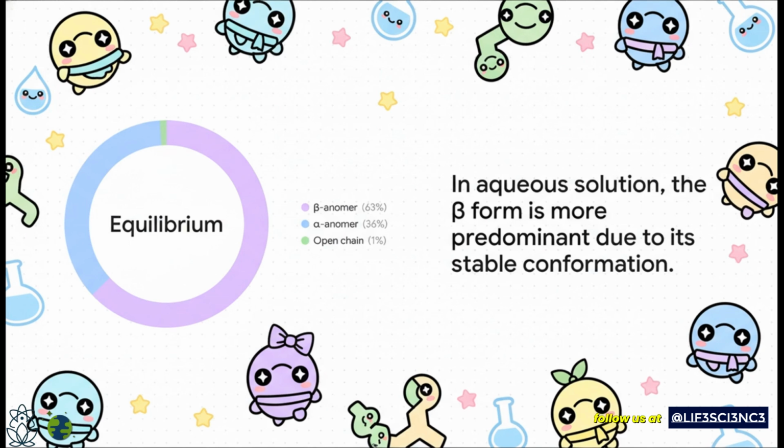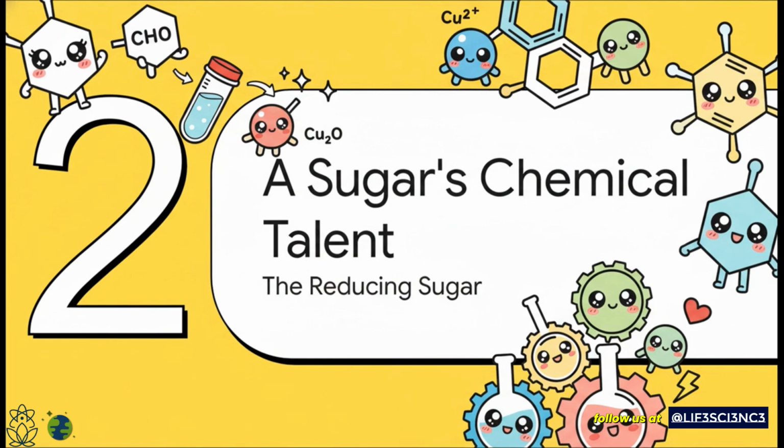In water, at any given time, glucose is mostly the beta form. That's the most stable, making up about 63%. Then you've got the alpha form at around 36%. And what about that straight chain we first talked about? It's there, but it's less than 1% of the population. It's super rare, and this is crucial, that tiny, tiny fraction is the secret to some of glucose's coolest chemical tricks. And that's our perfect segue.